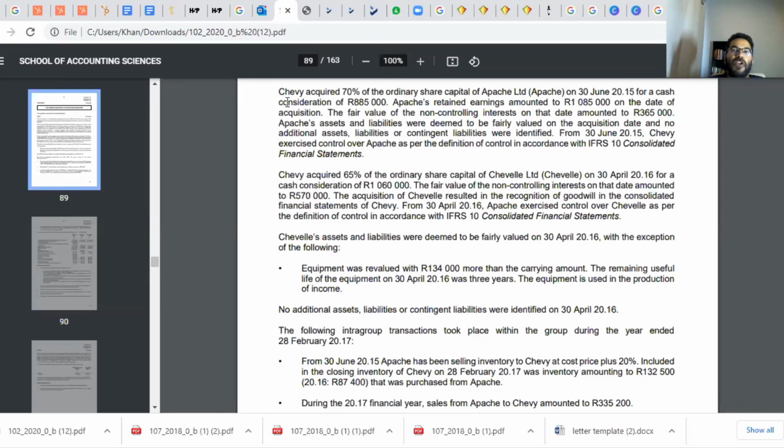Consolidation means we need to bring on 100% of the assets, liabilities, income, and expenditure, not 70%, 100%. So assets will be 100%, liabilities will be 100%. In the income statement, all income and all expenditure will be 100%. At the end, we will then split between NCI and the parent. So just be aware of that. In order to calculate goodwill, we need the consideration. They told us what the consideration is.